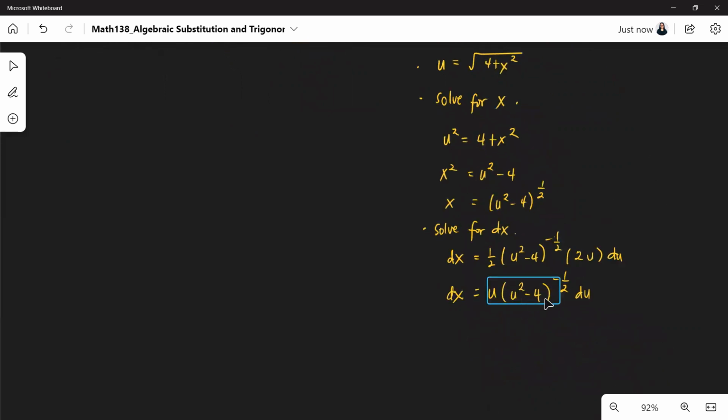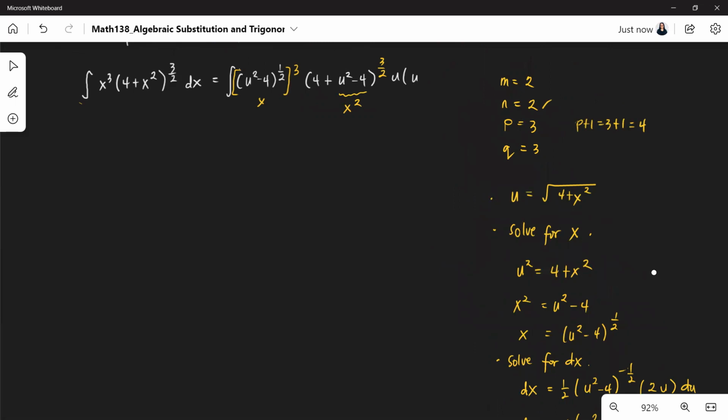So we have dx, u times u squared minus 4 raised to the power of negative 1/2 du. So we have u times u squared minus 4 raised to the power of negative 1/2 and then the du. So the goal here is to express, no, all the powers as integers so that we can apply na the different integration formulas. So we have 1/2 times 3, power of a power rule. We multiply the powers. So this is equal to 3 halves. And then 4 plus u squared minus 4, that's u squared. And then raised to the power of 3 halves. Okay, so that's u squared raised to the power of 3 halves. So that's 2 times 3 halves, or that's 3.